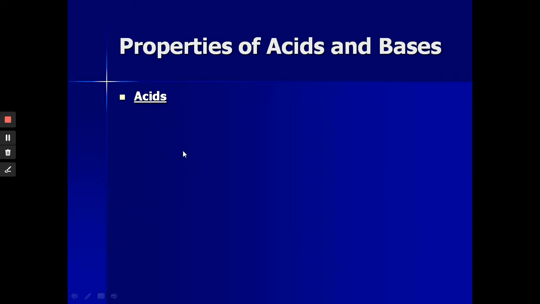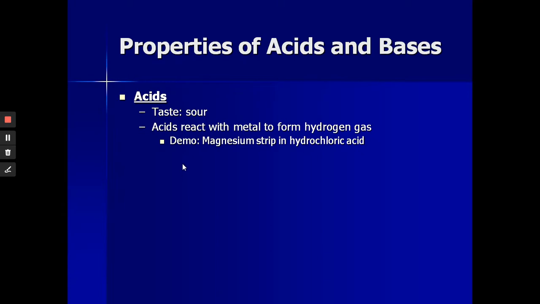Now we are going to move on with the properties of acids and bases. First of all, acids taste sour. Acids react with metal to form hydrogen gas. Typically, I'll show you a demonstration of a strip of metal that I put into hydrochloric acid, showing how acid reacts with the metal and forms hydrogen gas. Instead, I'm going to share a YouTube link, and this video is basically doing what I was going to do in class.